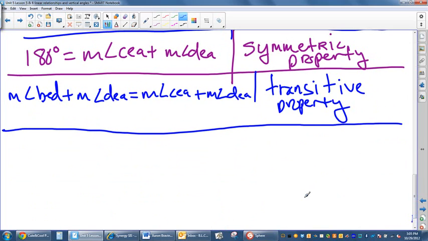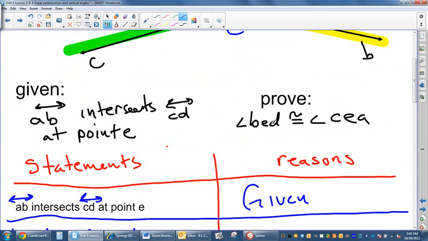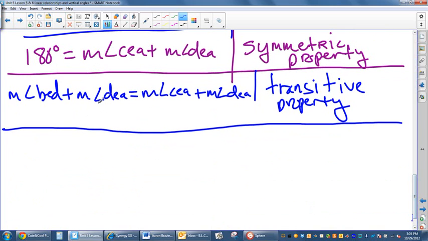So we're close. We've got 3 steps. Okay, maybe 4. So what am I trying to do again? I'm trying to prove that BED is congruent to CEA. Right here I have BED. Right here I have CEA. I have an equal sign. So what can I do to get rid of the measure of angle DEA on both sides of the equation?